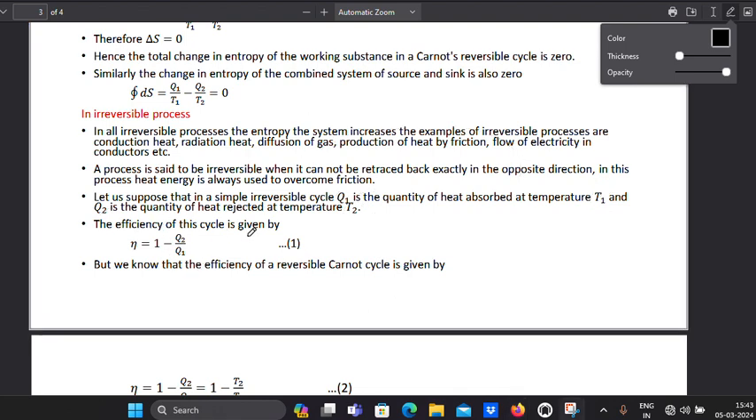The efficiency of the cycle is this one. When a substance works between two different temperatures with heat energies Q1 and Q2, the efficiency can be written as eta equals 1 minus Q2 by Q1. But we know the efficiency of a reversible Carnot cycle is given by a different expression. I am not taking it as reversible here. I have just taken one higher temperature substance and one lower temperature substance, with the heat energies like this.